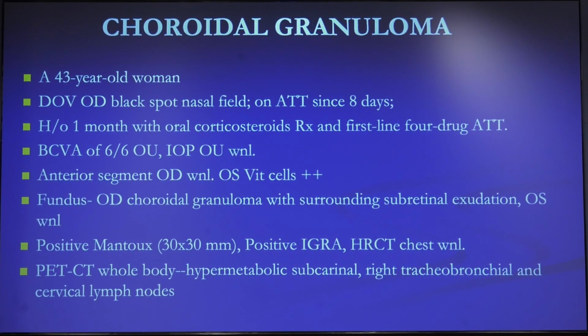This is a 43-year-old woman with a black spot in the right eye and a history of 1 month, being treated with oral corticosteroids and first-line 4-drug ATT, vision 6/6 in both eyes. And fundus showed a choroidal granuloma in the right eye. Mantoux was 30 by 30. IGRA was positive and HRCT chest was normal. And PET CT showed some lymph nodes.